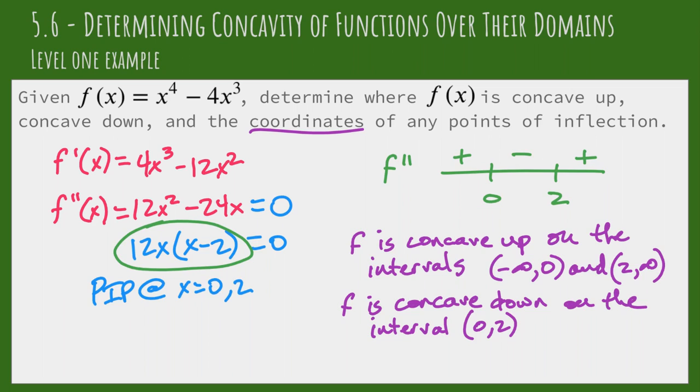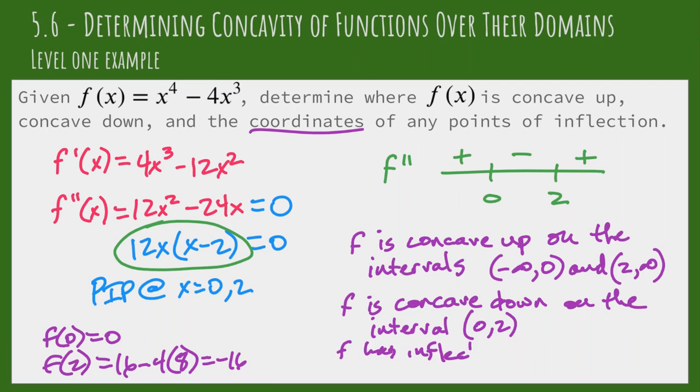But we actually want to plug those into the function. So I'm going to do that off to the side here. f of 0 is going to be 0, and f of 2 is going to be, looks like 16 minus 4 times 8. So 16 minus 32 is negative 16. So we're going to say f has inflection points at (0, 0) and (2, -16).